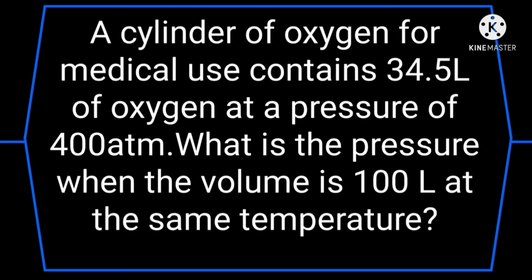Now it's your turn. Solve the given problem. A cylinder of oxygen for medical use contains 34.5 liter of oxygen at a pressure of 400 atm. What is the pressure when the volume is 100 liter at the same temperature? You need to write the given, formula, solution, and answer.